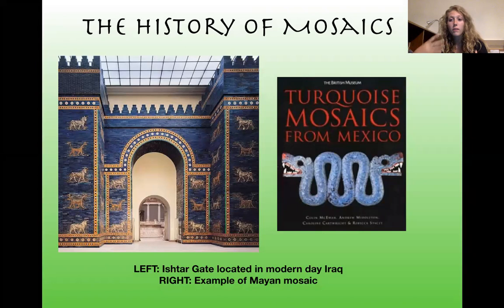Obviously, they've gotten a little bit more complex and advanced in the materials and systems using them, but this is kind of where it started. And then on the right is an example of some mosaic that was found in ancient Mayan culture, so modern-day Mexico. And it is possible that there are mosaics that are older that have not been discovered or have not been dated per se.